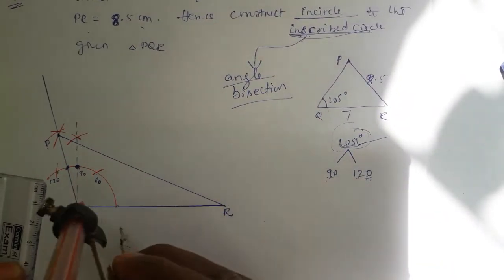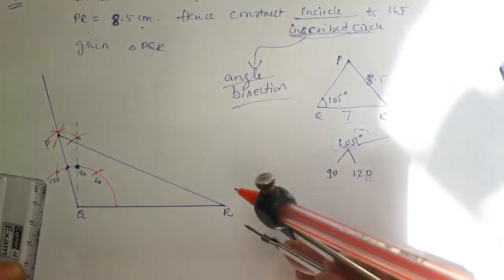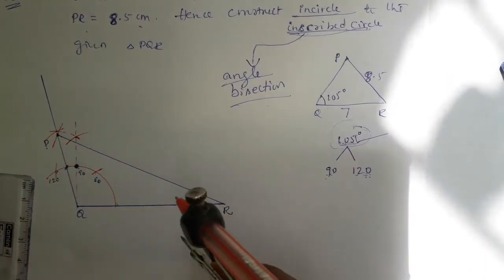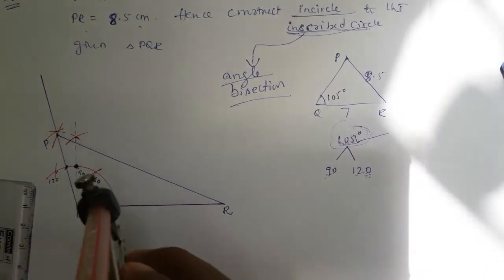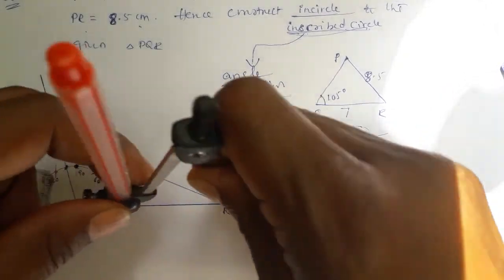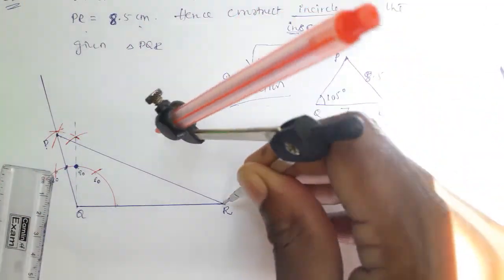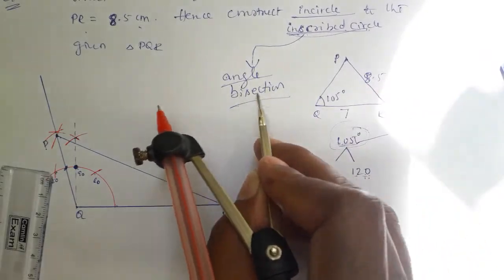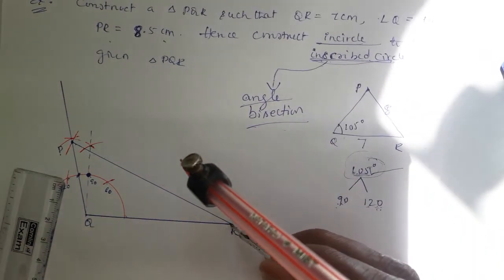Angle bisection, there are three angles. Perpendicular bisection, there are three sides. For each side we take the perpendicular bisector and we follow that. But for incircle, angle bisection we have to do. So angle bisection, how to do?